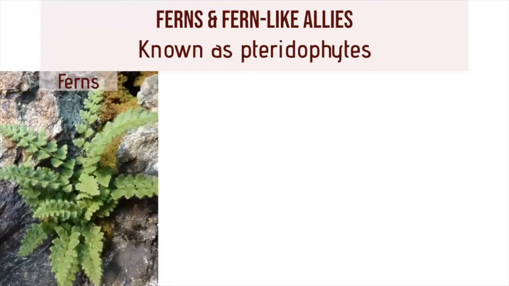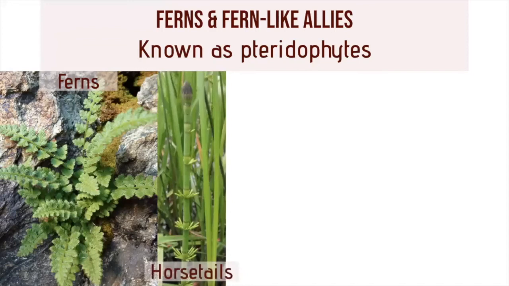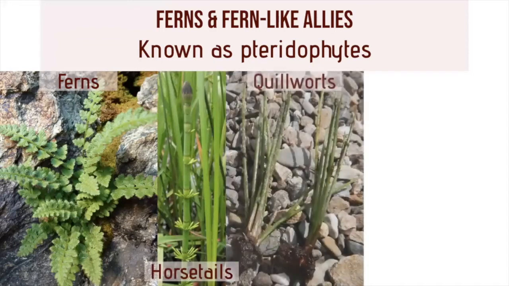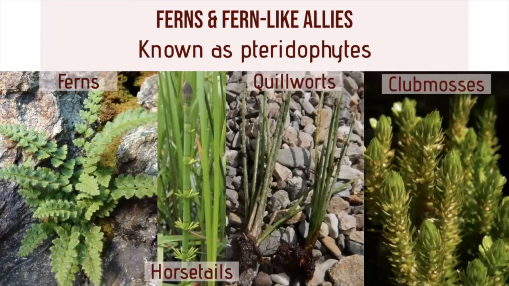So what are ferns? Ferns are members of a group of vascular plants known as pteridophytes. And in the UK, there are 4 groups of ferns and what we know as their fern allies making up the pteridophytes. These include the horsetails, which are the closest relatives of the ferns. Then there's quillworts and club mosses, which are the most distantly related.